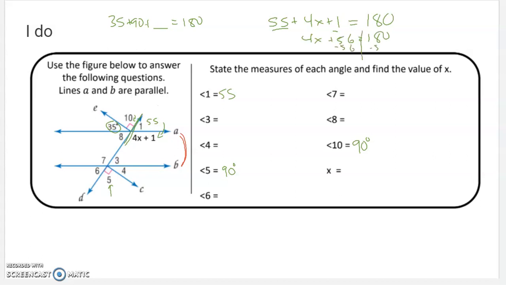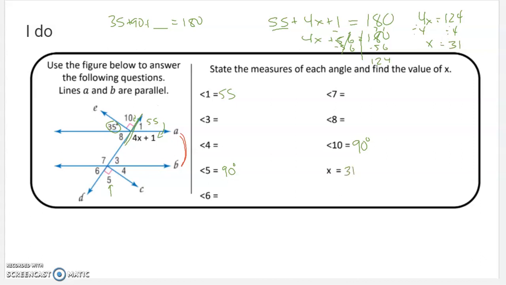Subtract 56, subtract 56. 180 minus 56 is 124. So I'm left with 4x equals 124. Divide both sides by 4. And x equals, what? 100 divided by 4 is 25. 24 divided by 4 is 6. So 25 and 6, I think it's 31. So x is 31.